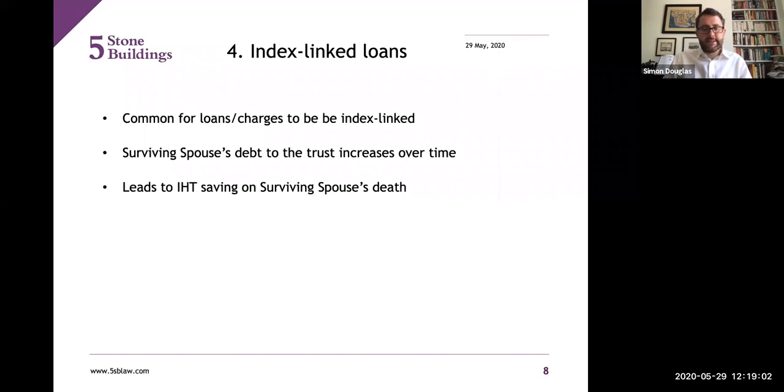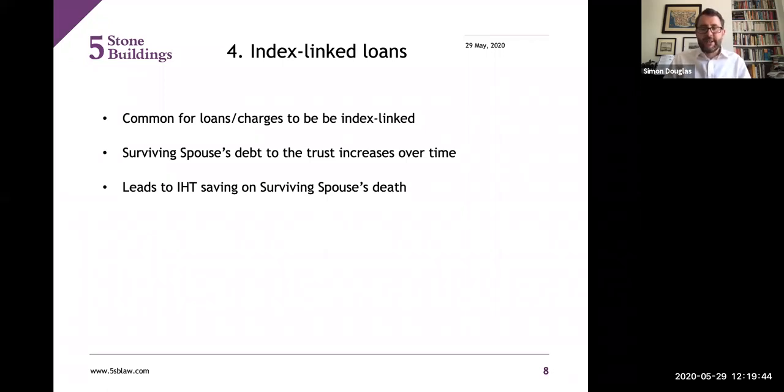But entering into these index-linked schemes also has a beneficial IHT saving, because what it means is that the amount which is owed by the surviving spouse to the trustees, so the debt that they owe to the trust, or the amount of the charge which the property is burdened by, will increase over time, and it will mean that the value of their net estate will therefore decrease over time. So by the time of their death, their net estate will be reduced by that amount. And that will then mean that there will be less inheritance tax to pay.